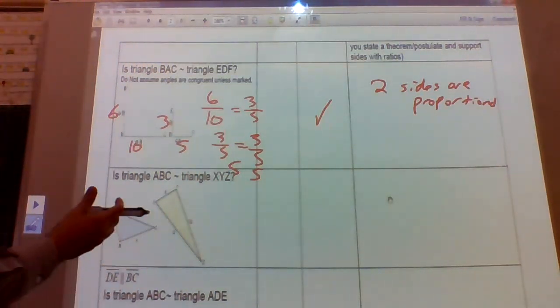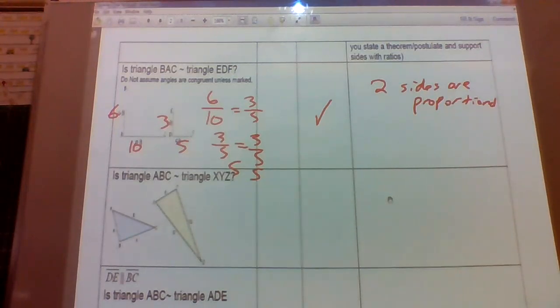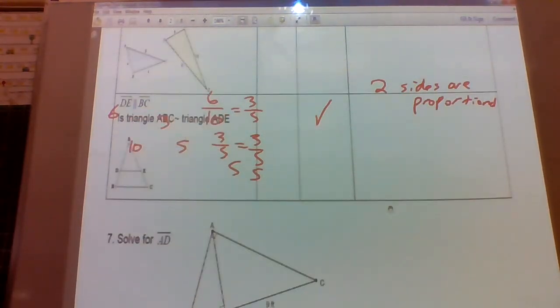Okay, is triangle ABC similar to triangle XYZ? Can't read the numbers. Can't do this one because we can't read the numbers. I can't read it up there. You guys can't read it on the paper. Let's just skip over this one.